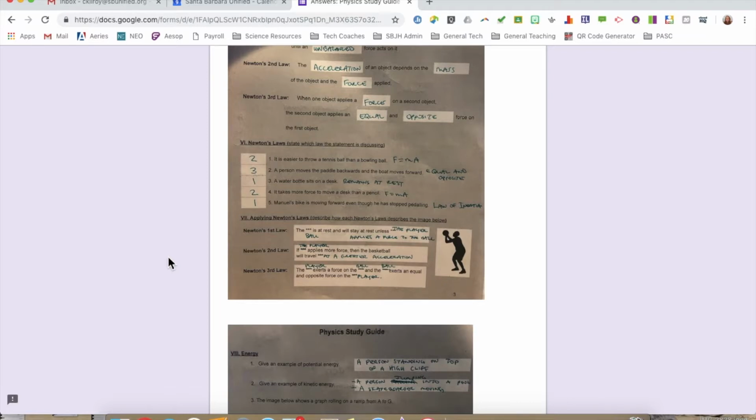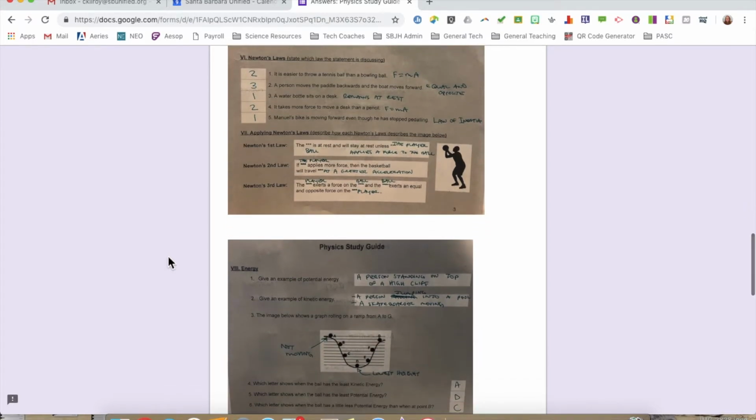A water bottle sits on a desk. It'll stay at rest until a force acts on it. That's the first law. It takes more force to move a desk than a pencil. That has to do with the differences in masses, so that's the second law. Number 5, Manuel's bike is moving forward even though he has stopped pedaling. That's the law of inertia, or Newton's first law.